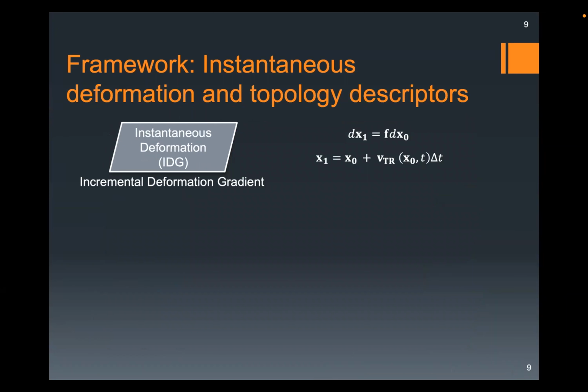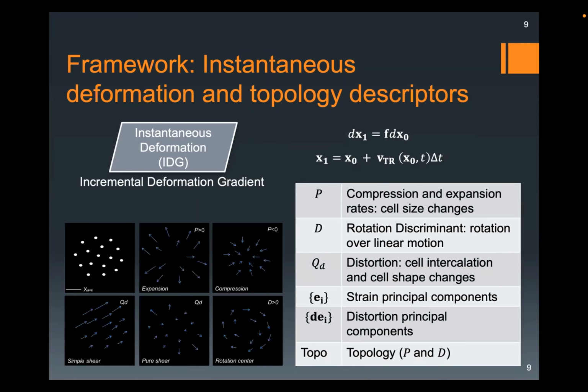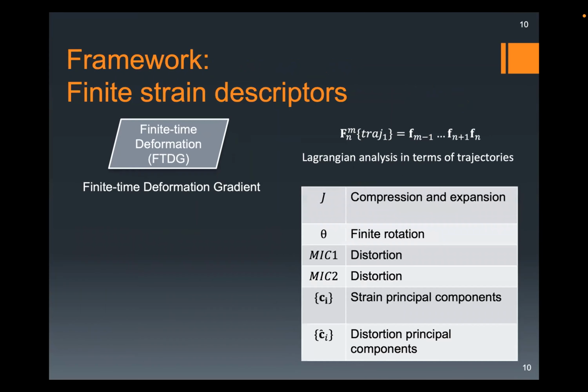So these are the different descriptors that you can obtain when you are analyzing the velocity field of the cells. You analyze these descriptors: compression, rotation, and distortion, and also the topology of the deformation. You can see here the different topologies. And if you want to go into a cumulative deformation along time, you have another type of description that is also compression, rotation, and distortion, but there are different descriptors.